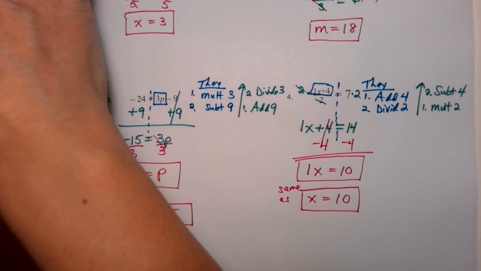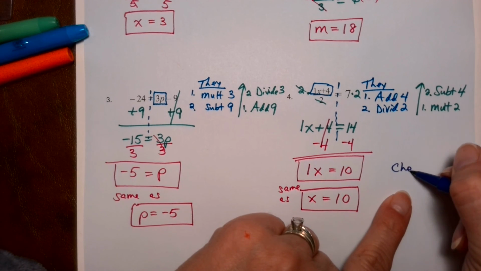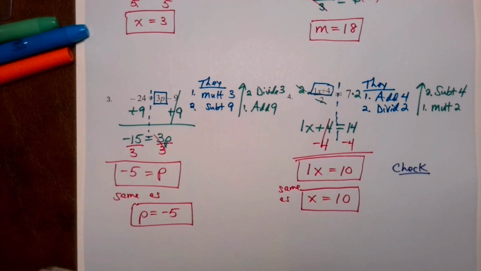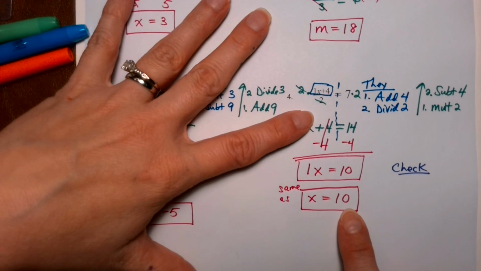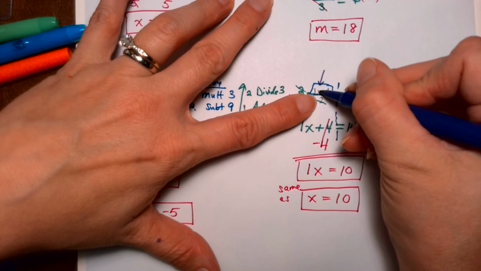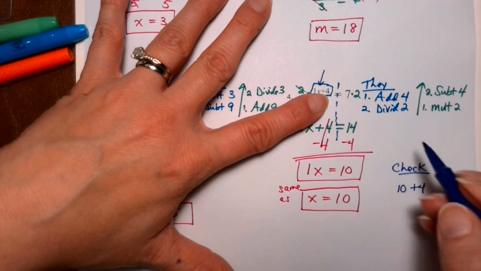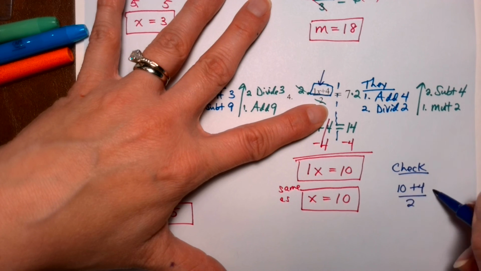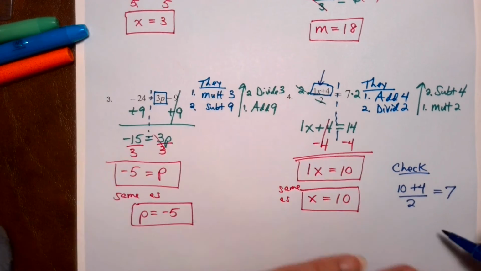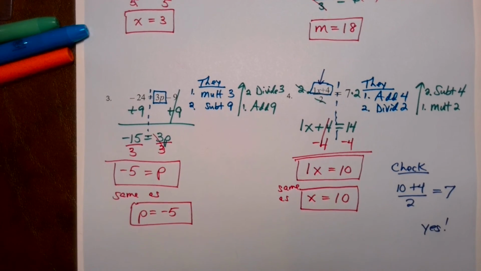And what we can do also, okay, is check. Let's show people how to check our answer. Is 10 the right answer? Okay, is that the right answer for x? So does 10 plus 4 divided by 2, does that make 7? Yes, it does. Great job, Math 1.